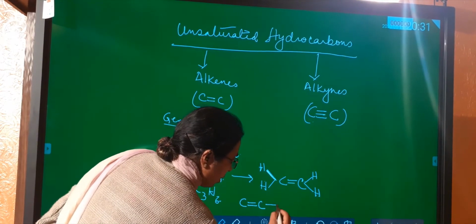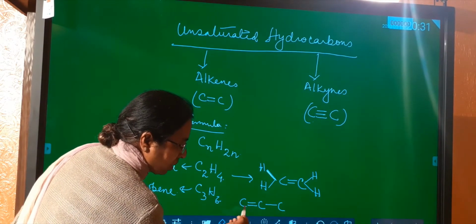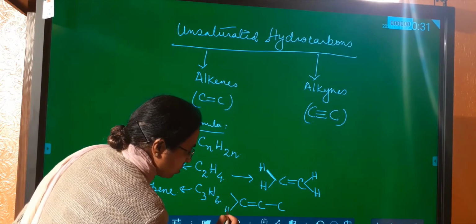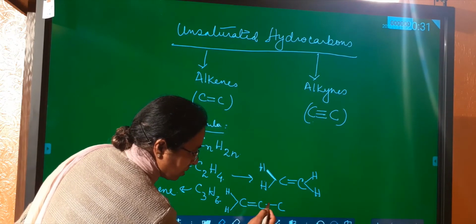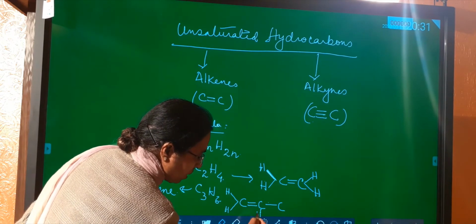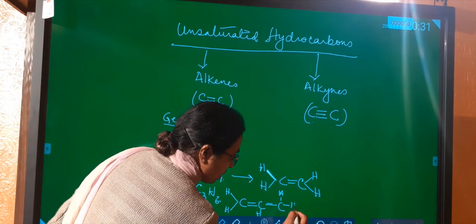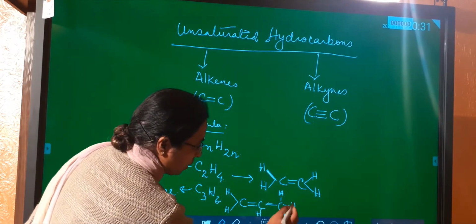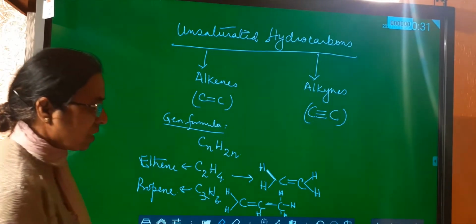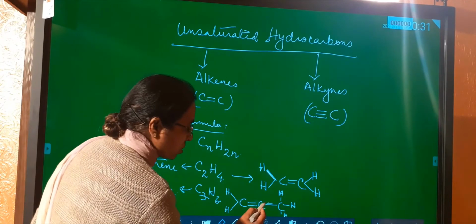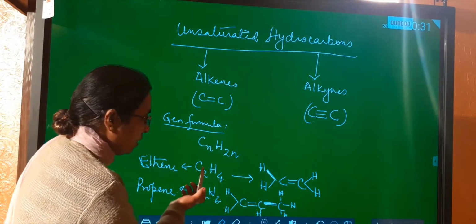One double bond, like this, and then again make the tetravalency of carbon, that is, one hydrogen over here. The tetravalency of this carbon is over. This carbon already has 3 bonds, so make one hydrogen over here. This carbon has one bond over here, so make 3 hydrogen over here. So we have 1, 2, 3, 4, 5, 6 hydrogen and 3 carbon, C3H6. This is how the structure of carbon compounds is made. This is propene, this is ethene.